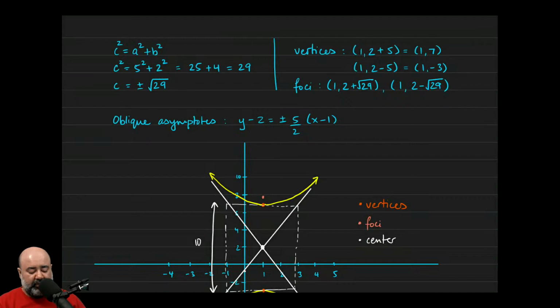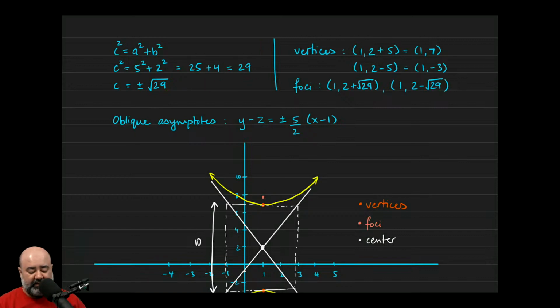So with this, we can look at finding c first before we move on to graphing it. C squared must be a squared plus b squared. 25 plus 4 is 29. And then using the square root property, c turns out to be plus or minus the square root of 29.